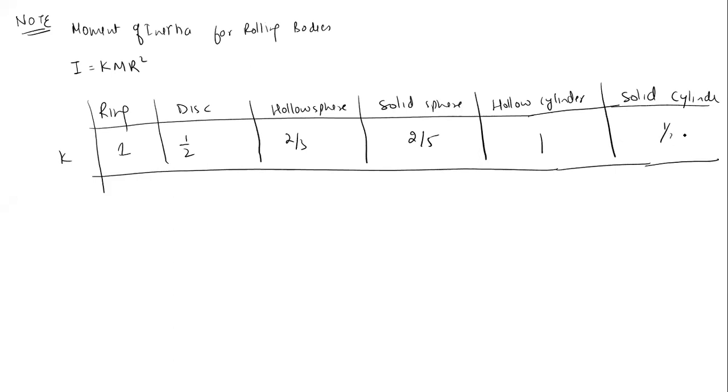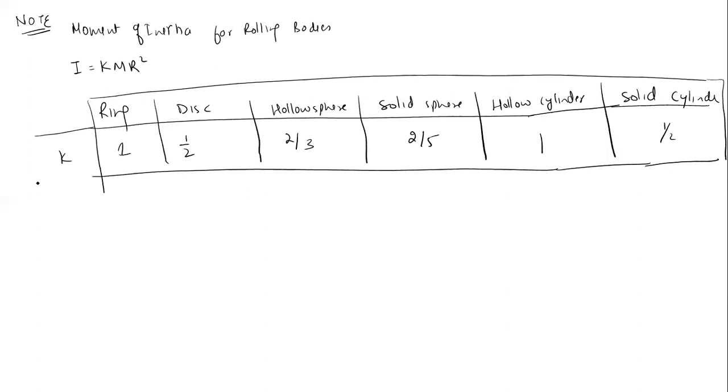it would be half. So basically, I have generalized the value of I for rolling bodies. It is equal to kmr square. Depending upon the body we have taken, we can replace the value of k. For ring it is 1, for disk it is half, for a solid sphere it is 2 by 5, for hollow sphere it is 2 by 3, hollow cylinder it is 1, solid cylinder it is half. So that is how we can change the value of k. Please make a note of this.